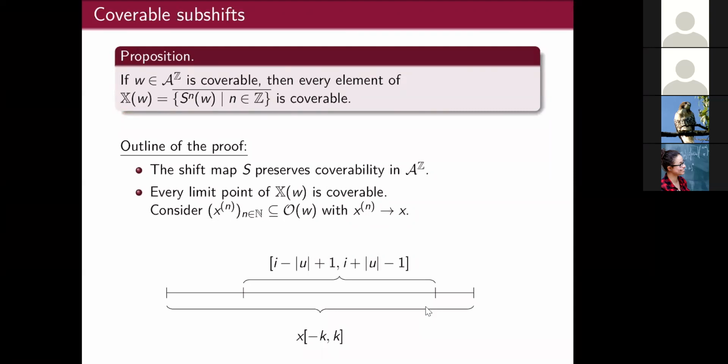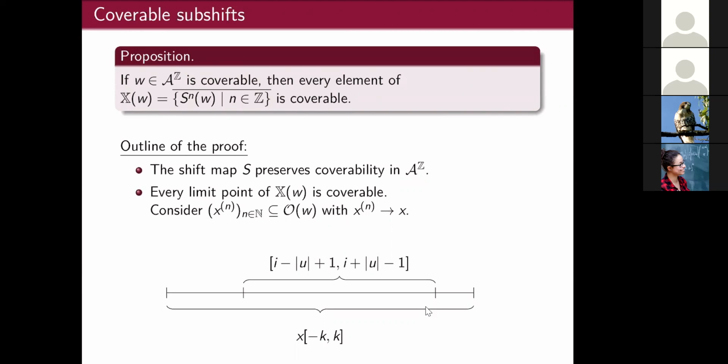Okay, so presented here is the outline of the proof. First, we'd like to note that the shift map preserves coverability in A^Z. So this is another difference between the study of coverability of right infinite words and bi-infinite words.